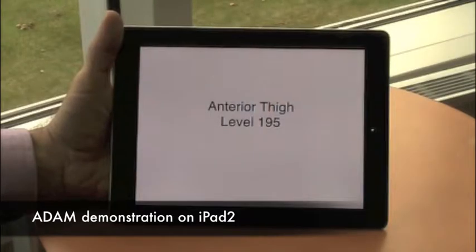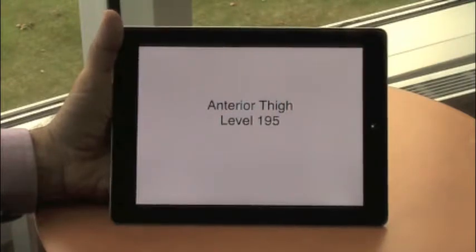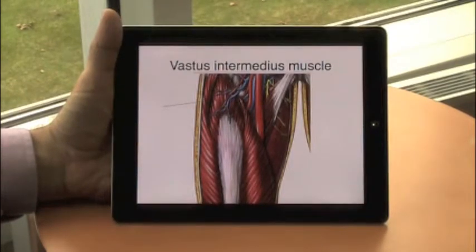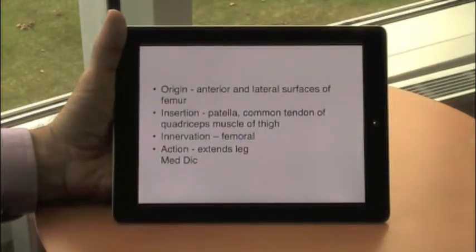Now what we're seeing here is the iPad 2 using Keynote, the iPad program for PowerPoint. And this is basically what I've developed. We're starting here with the anterior thigh, again level 195, just like we showed on ADAM. But the next slide is basically a screenshot of what we saw in the ADAM program. We're highlighting the same muscle, the vastus intermedius muscle, and that gets us to the same place that we were in ADAM. However, you keep clicking, and the very next slide shows the very truncated, very focused, very practical information that I was saying was lacking in the ADAM program.